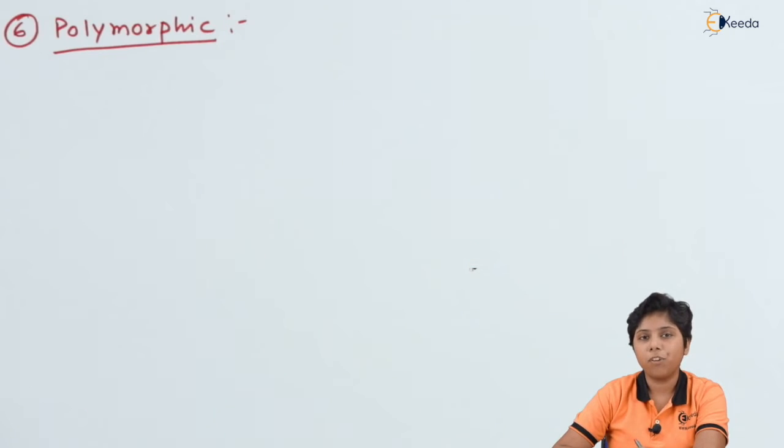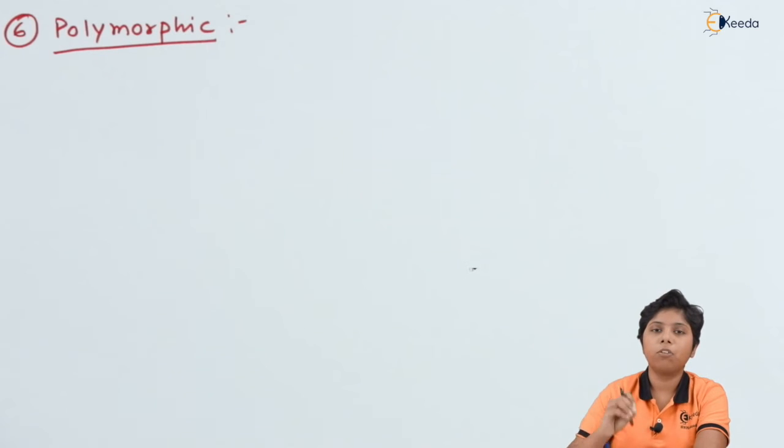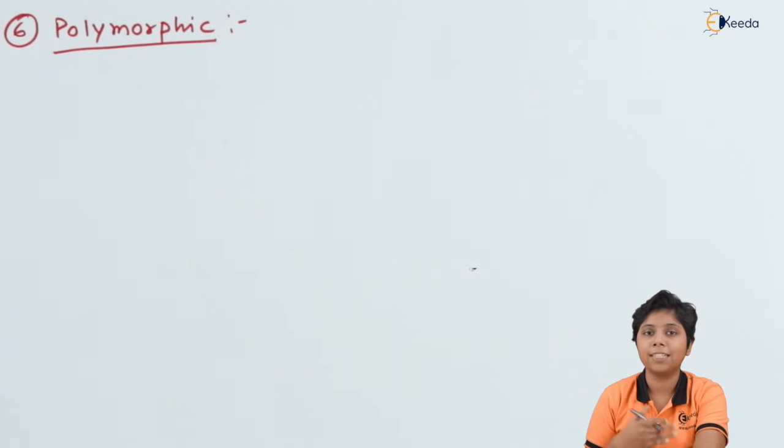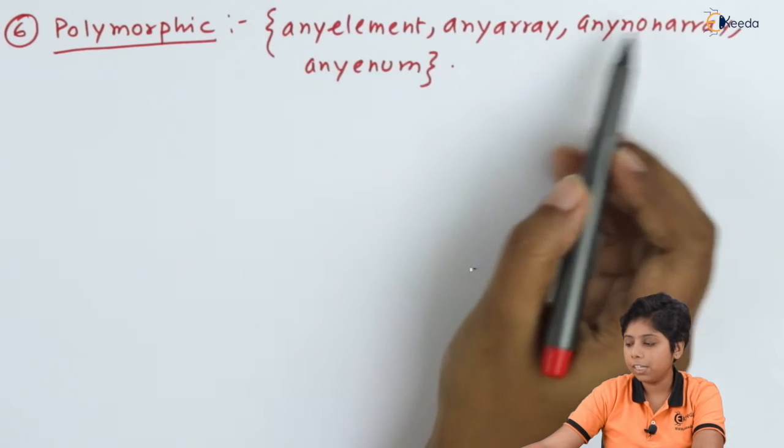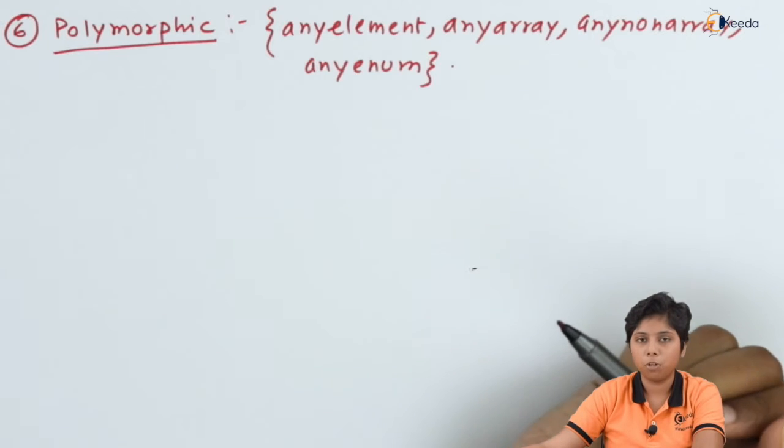Next is the polymorphic type. The polymorphic type is a collection of four things: any, any array, any non-array, and any enumerated, that we can have in this polymorphic type. The functions that use this polymorphic type variable are known as polymorphic functions, where we cannot use this type of data as the argument of the function but can have it as a return type of these functions. Particularly, this collection of four is known as a polymorphic type.